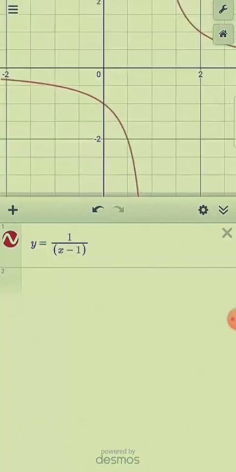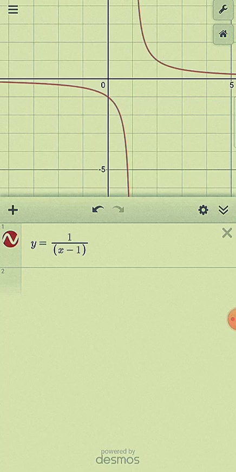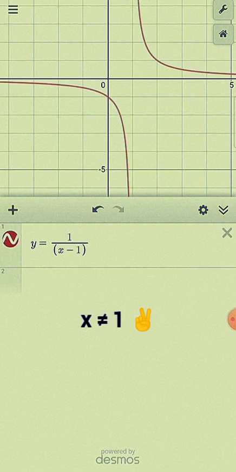So all these numbers, like 1, 2, 3, 0, 4, all those numbers that we plug into this specific function and that will not give us an undefined y value, are part of our domain. Otherwise, just like what I've said, if we input x equals 1 and it gives us 1 over 0, then it is undefined, and thus it's not part of our domain. So the domain of this particular function, 1 over x minus 1, is just all real numbers except x equals 1.